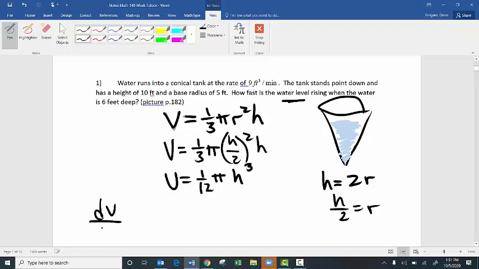So once again, the derivative of v is dv dt. When you take the derivative of this, 3 times 1/12, so we'll just write 3/12 there. Pi comes along because it's a number.